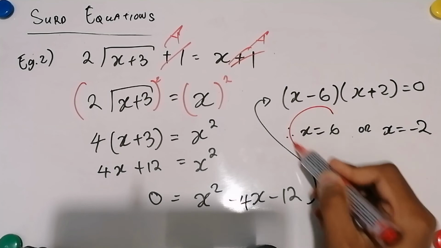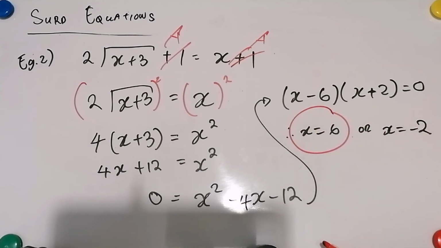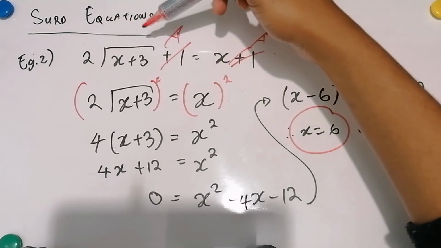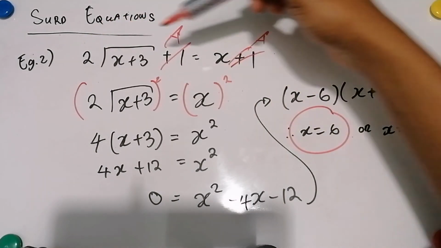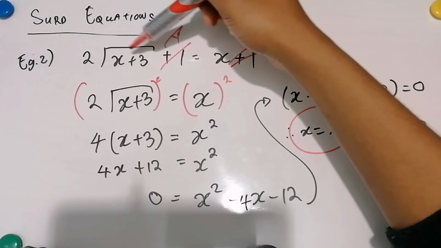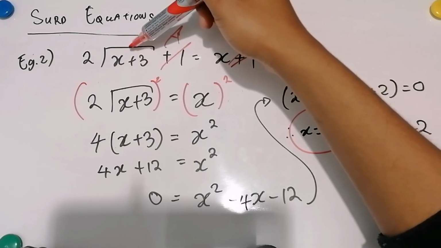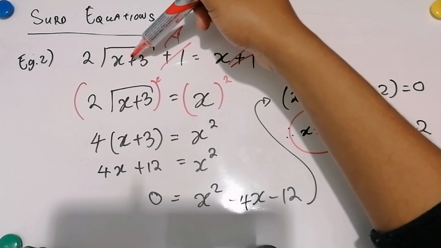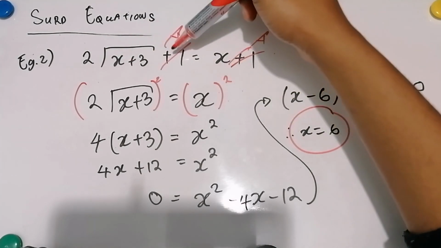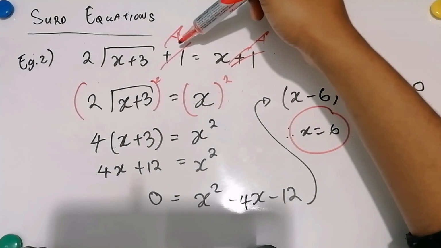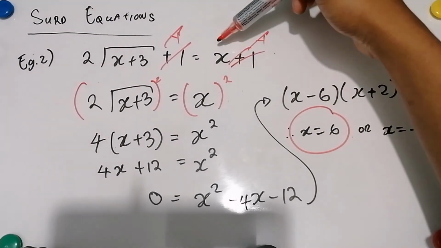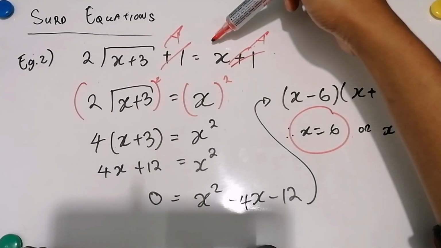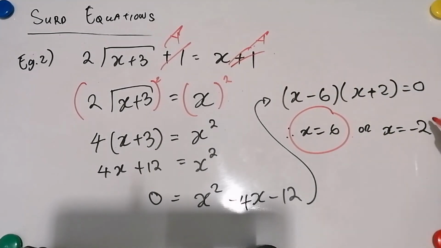Let's substitute these answers in to see if they work. So, this is 2 multiplied by the surd, and inside the surd is a 6 plus 3. Now 6 plus 3 is 9. The square root of 9 is then 3. 2 times 3 is 6. If I'm adding 1 to that, it gives me 7. So the left hand side is 7. If x is 6, then 6 plus 1 is also 7, and 7 equals 7, so it works.